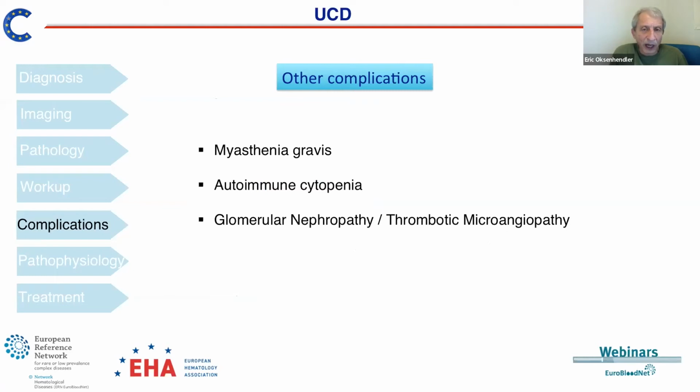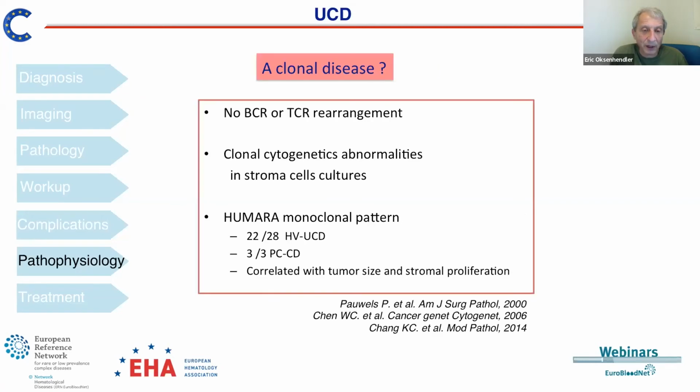Still, PNP is the major complication, but we can also observe other complications such as myasthenia gravis, autoimmune cytopenia, and nephropathy, which is usually a glomerular nephropathy, such as thrombotic microangiopathy. And of course, there are a number of single case reports reporting on anecdotal complications associated with Castleman.